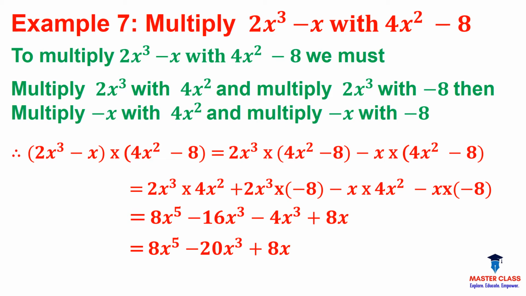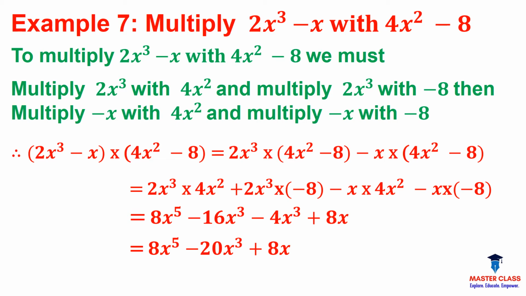Lastly, we will multiply −x with each term of the binomial 4x² − 8, namely −x with 4x² and then −x with −8. So finally we will get 2x³ into 4x² plus 2x³ into −8 minus x into 4x² minus x into −8.